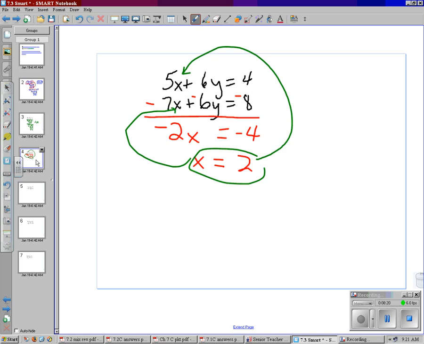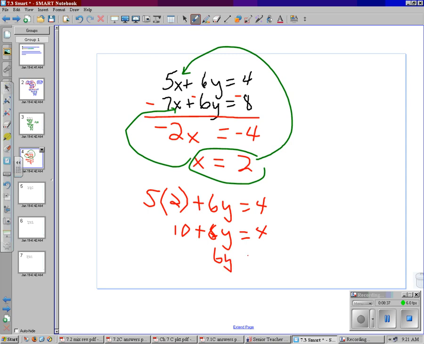Which one shall we put it in for? Any preference? Andy, top one? Okay, so 5 times 2 plus 6y equals 4. 5 times 2 is 10. 10 plus 6y equals 4. Bring that 10 to the other side. What do we get? Negative 6, and therefore y is equal to? Awesome. And so we'll have our answer of 2 comma negative 1.